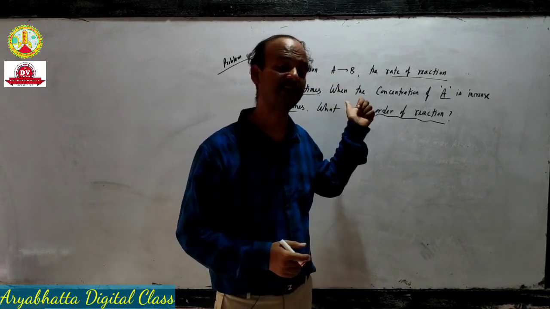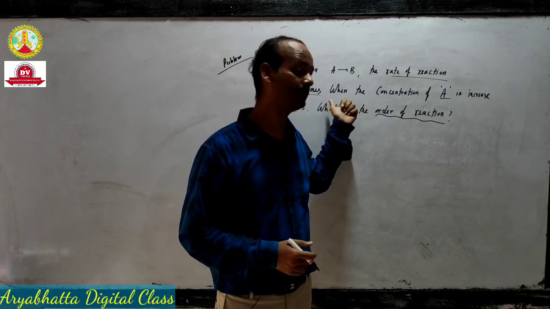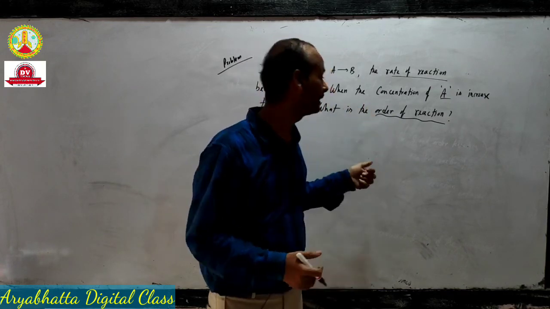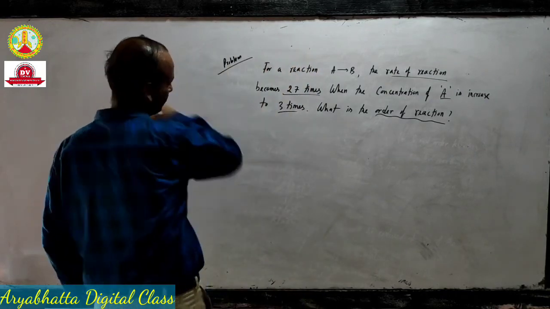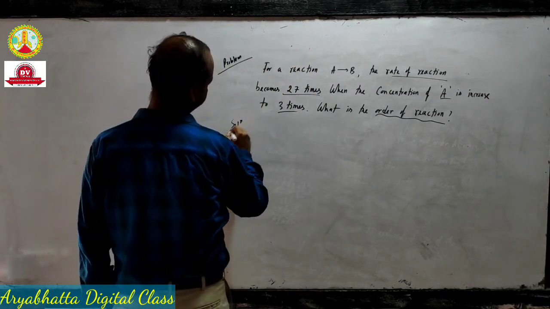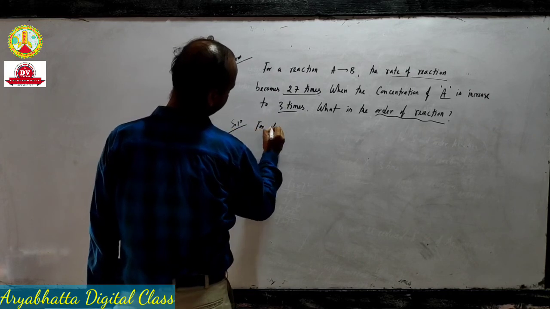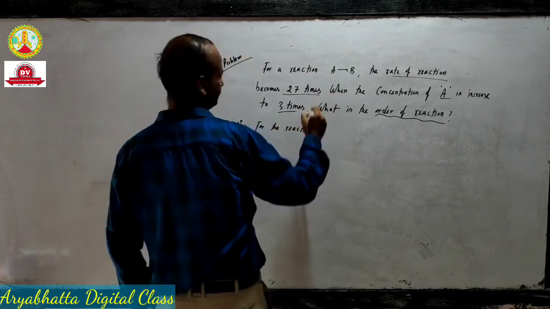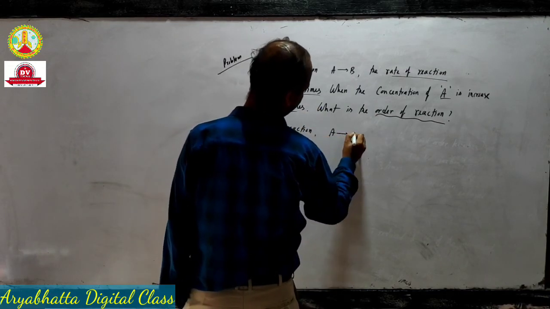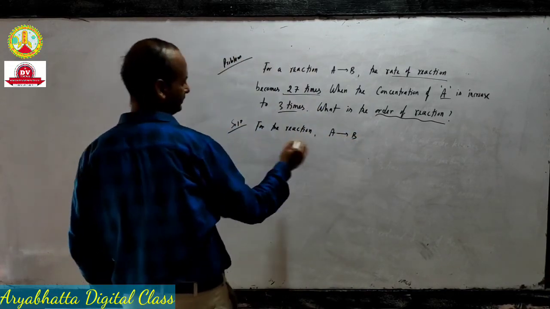Rate becomes 27 times after increasing the concentration. Yes, it has increased. Okay, now we have to find its order. Now see, for the reaction, write like this. Solution: for the reaction. Okay, the reaction is this one. Now let's see for the reaction.